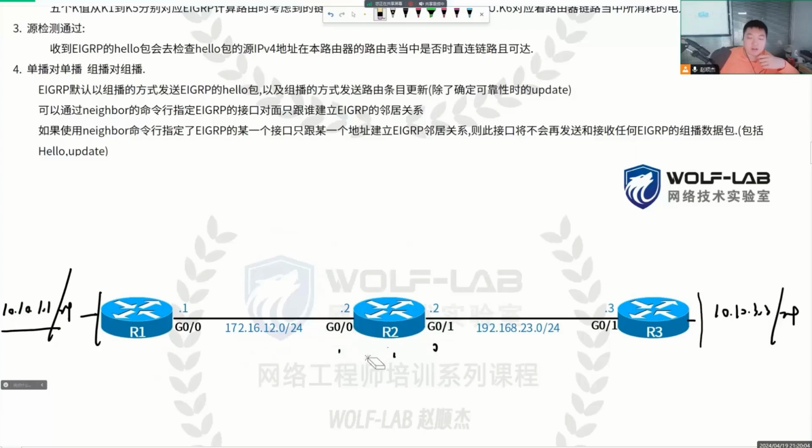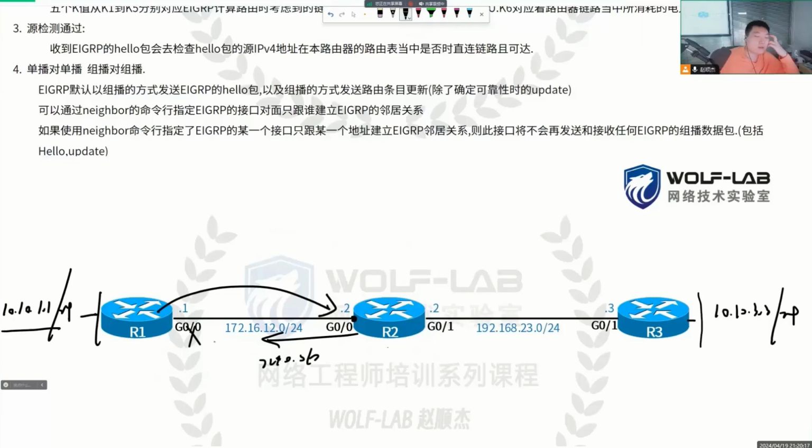Now R2 still sends EIGRP hello packets in multicast mode. Although the source address of R2's hello packet, 172.16.12.2, is also the neighbor address we specified on R1, you are not taking special care of me by sending messages to me individually. You send it to everyone. It's not special care for me. I'm sorry, I don't want it, understand.